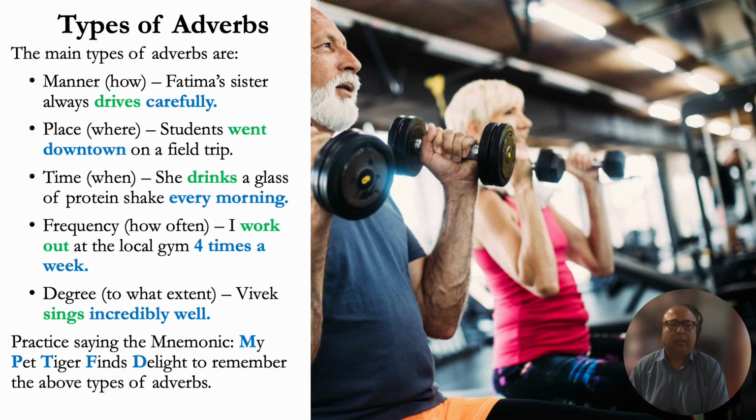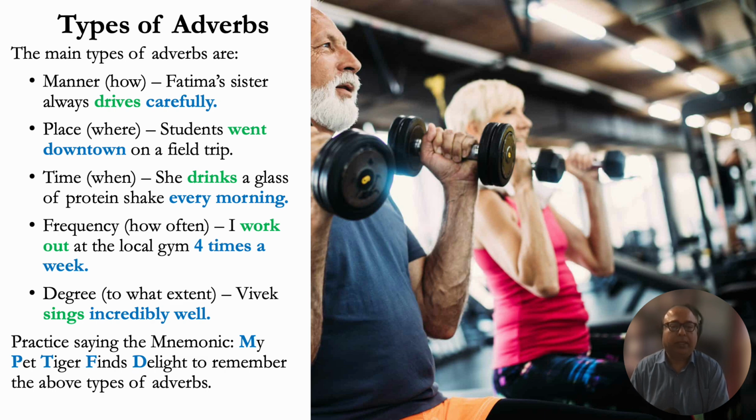Okay? There are 5 types of adverbs, so it's important to know each one of them. The first is manner, how something is done, how an action is taken. Fatima's sister always drives carefully, so she's a very careful driver, right? It's the manner in which Fatima drives. The second type of adverb is the adverb of place, where. Students went downtown on a field trip. Where did students go? They went downtown.